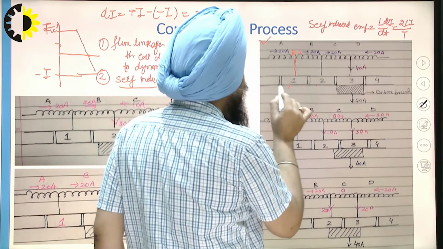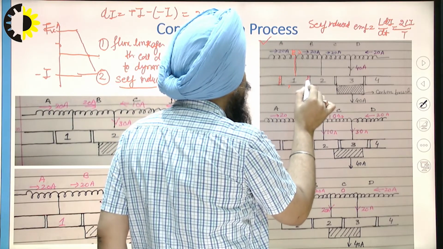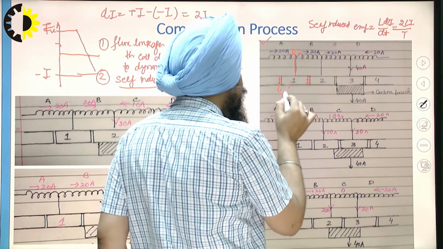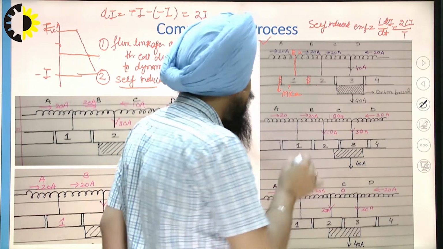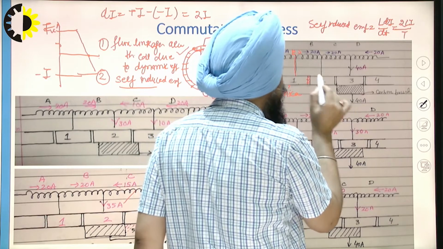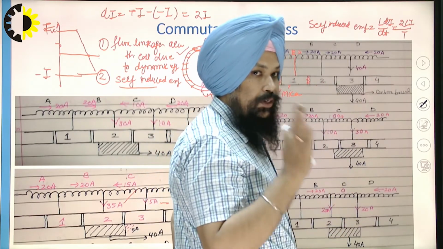This commutator segment is insulated from the next commutator segment with the help of mica insulation. Which kind of insulation are we using? Mica insulation. Now see, this is the second commutator segment. It is open circuited. Which commutator segment is short circuited?